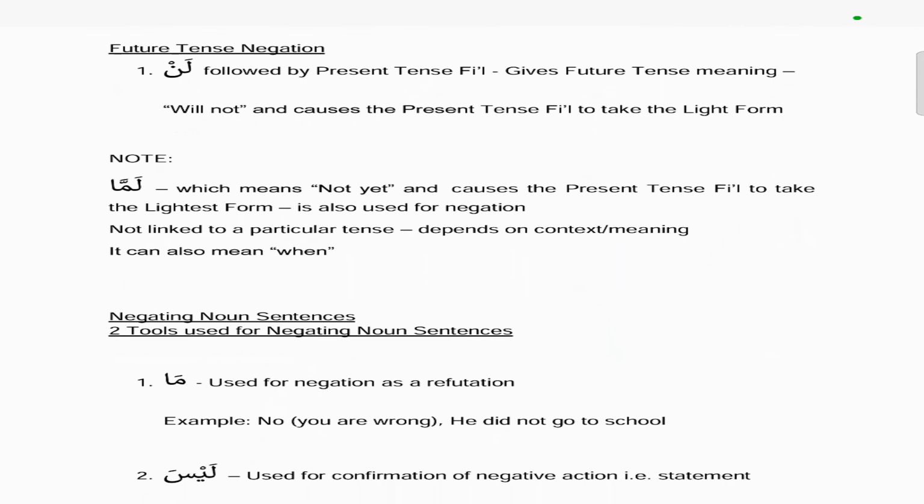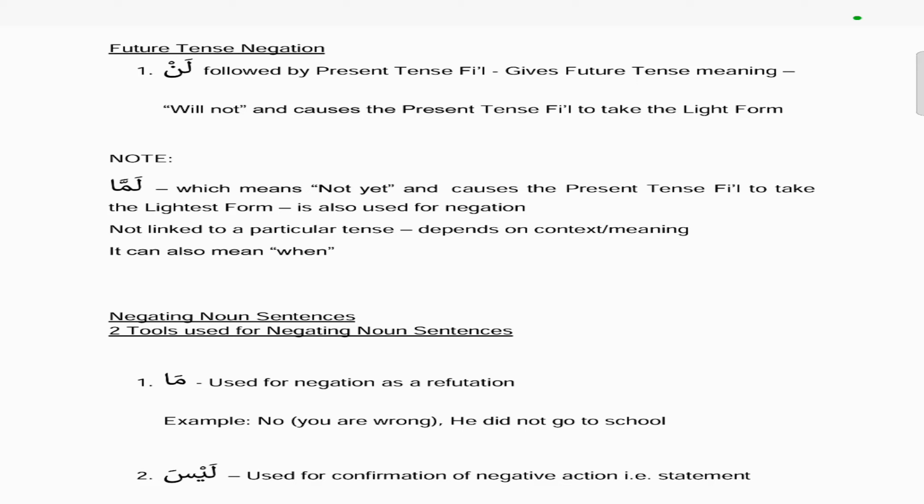For the future tense negation, we use lan, and it's always followed by a present tense fi'l, but the meaning is always pushed into the future. Because if you remember, lan means will not, and it causes a present tense fi'l to take the light form. It's one of those words that causes a present tense to take the light form.